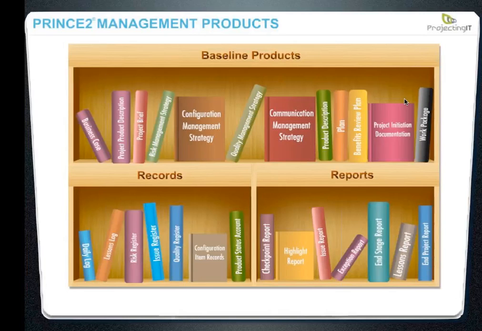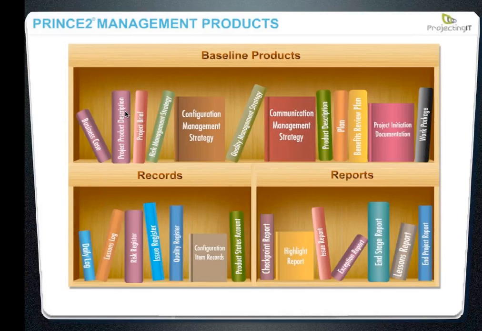So the planning products include the business case, that is to justify the project, the project product description, which contains the high level scope and quality expectations, and the project brief, which is used to decide if the project goes into initiation. The project brief contains both the business case and the project product description. We have the risk management strategy, configuration management strategy, quality management strategy, and communication management strategy.